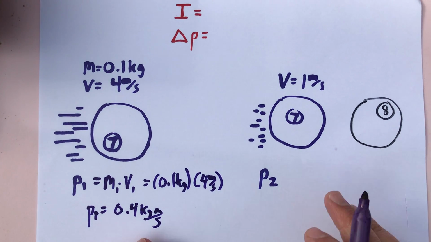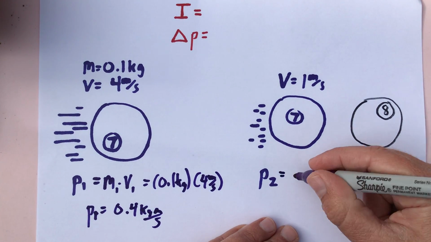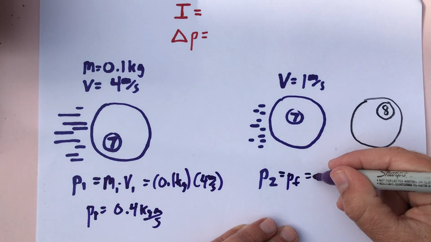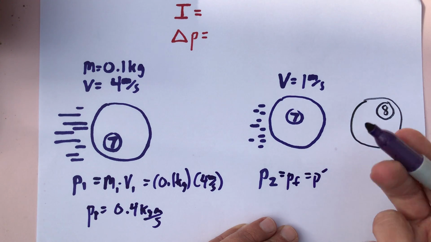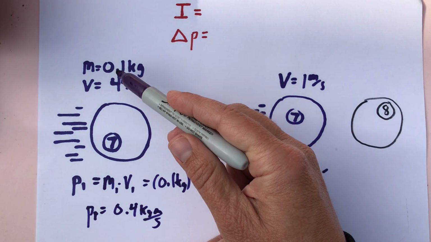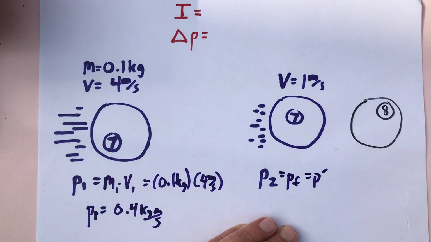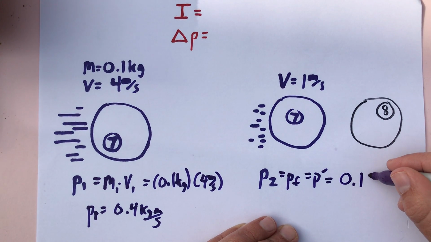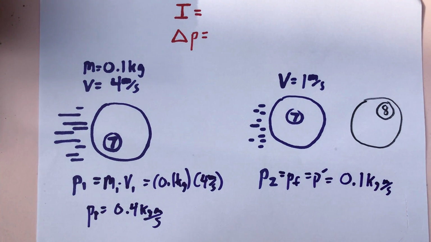Now we can go and look and see, well, what's its momentum afterwards? And again, you might see this called P final and this P initial. You might see this called P prime, but it's just going to be mass times velocity. So it's still 0.1 kilograms times its velocity of 1, so we can get that its momentum is 0.1 kilogram meters per second of momentum.